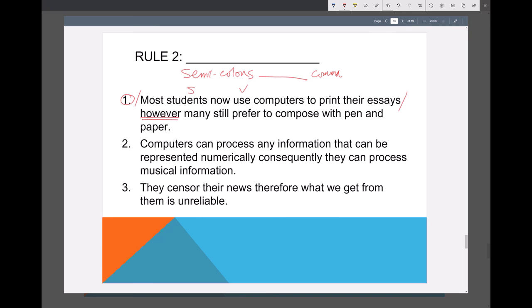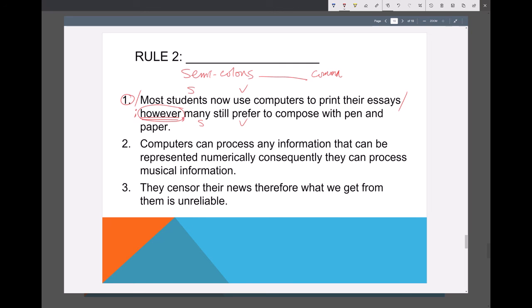And then we have the next clause. Many still prefer to compose with pen and paper. This reads a bit like your first reading, no? Anyway, you have two separate clauses, and this transition word tells us it's a contrast. Most like to use computers, but others still like to write with pen and paper. So the semicolon would go before however, and then there's a pause after that word, so a comma. So that's the first one. Semicolon before however, and comma after it.